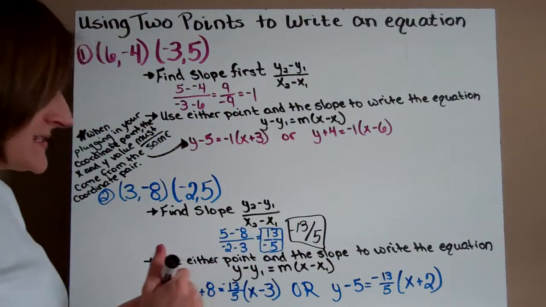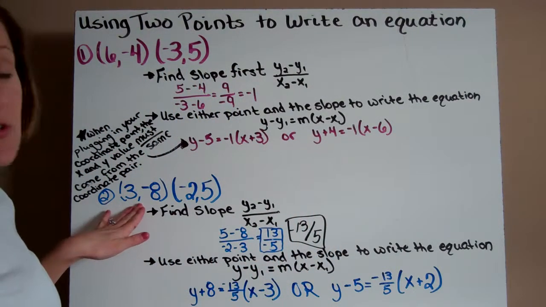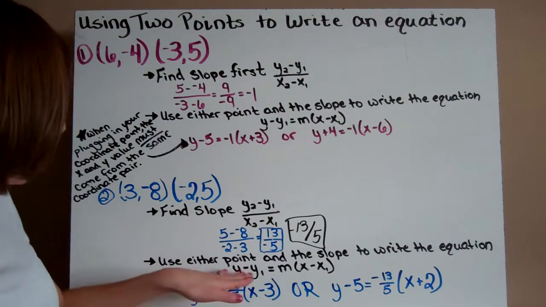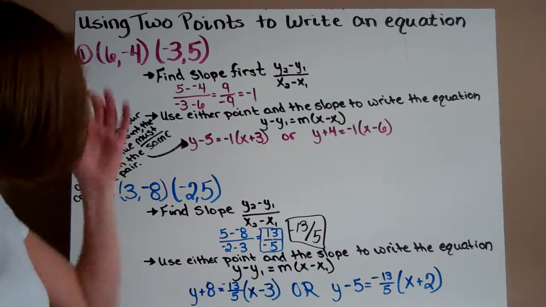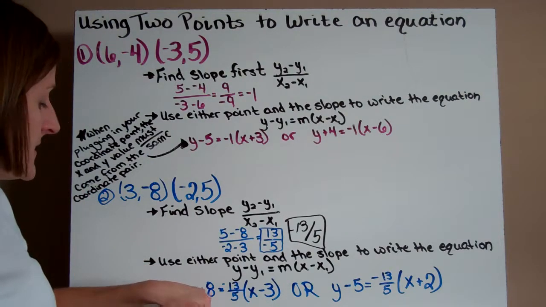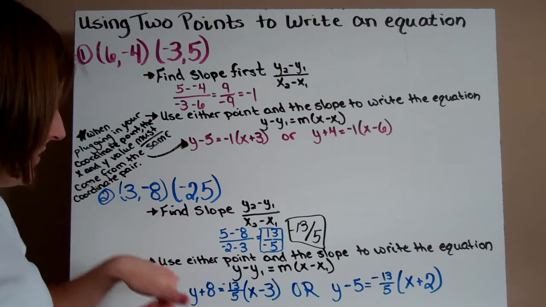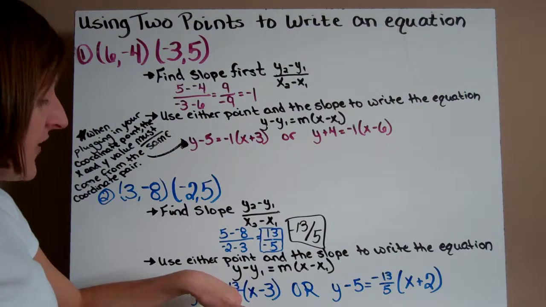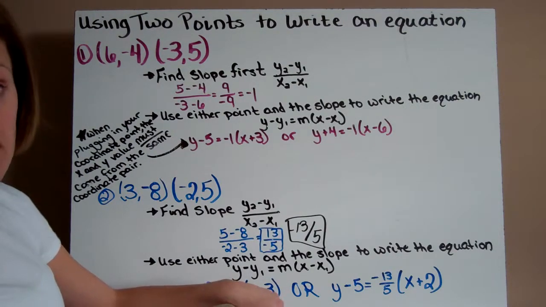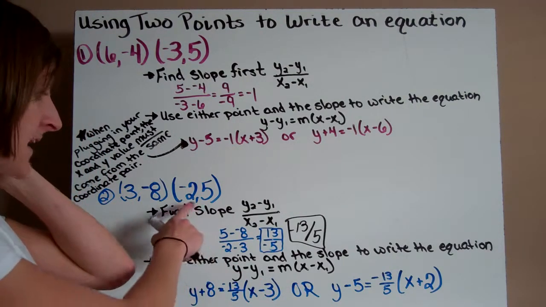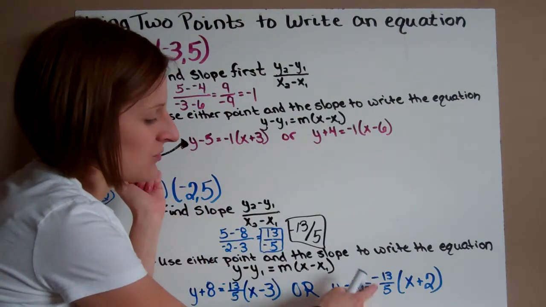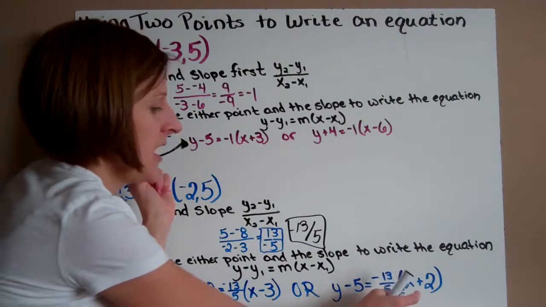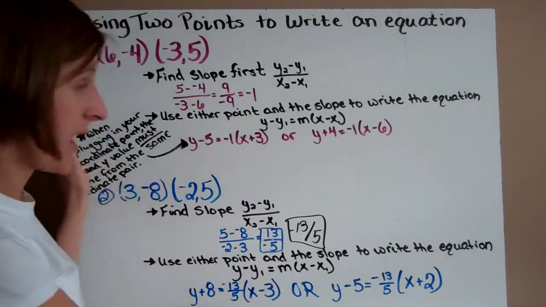Okay? So I'm going to take that and one of the points, let's use the first point. So I'm going to go y minus y1 equals m times x minus x1. So y plus 8, if we're using this first point, equals -13 over 5, parentheses x minus 3. Or if you use this second point, (-2, 5), it's going to be y minus 5 equals -13 over 5, x plus 2. Okay?